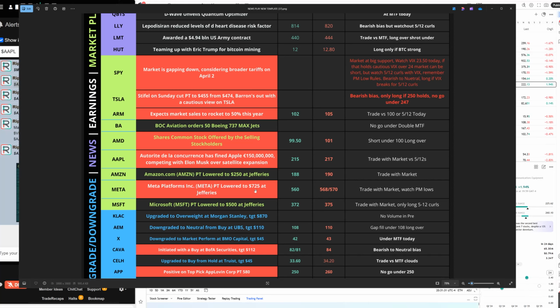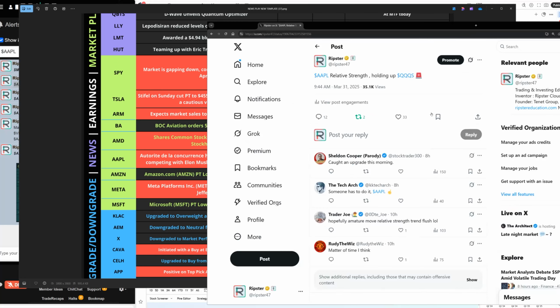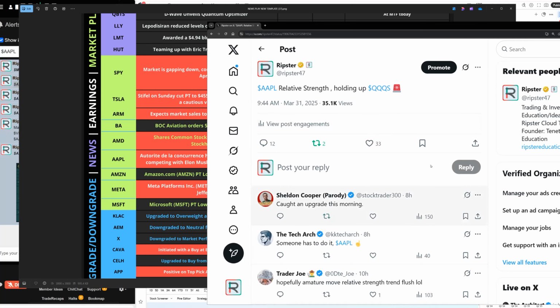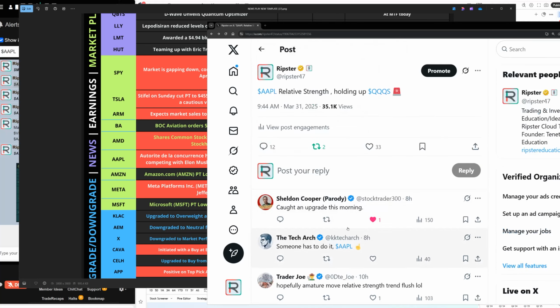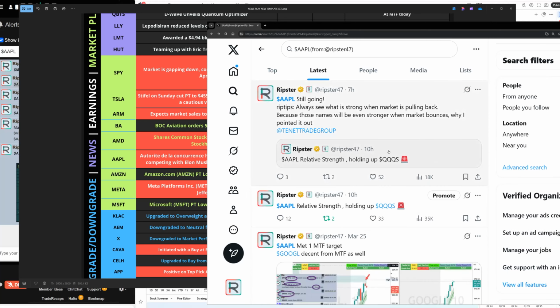I even tweeted about it, that Apple is showing relative strength, and it held up. So when something is showing relative strength, guys, when the market is weak and it stays strong, it's going to be even stronger when the market bounces. It's the name you should focus on.